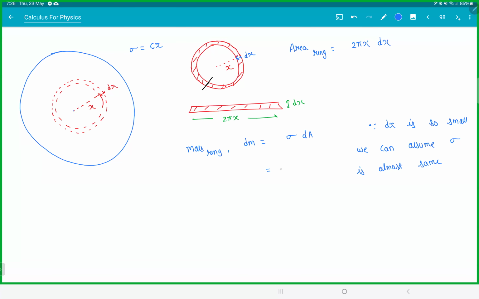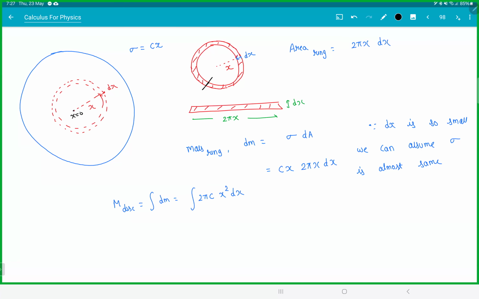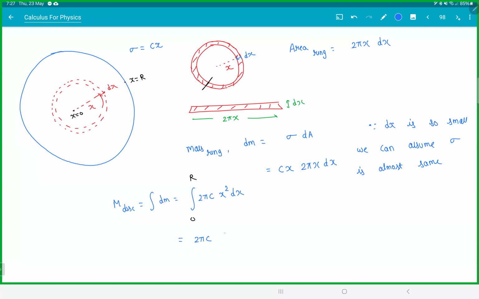So what is sigma here? Sigma is c into x. What is the area? 2 pi x into dx. So what is the mass of the disk? The mass of the disk is the summation of all the rings, so that is the integral of 2 pi c x squared dx. Where is the first ring starting from? The first ring starts from x equal to 0. The outermost ring is x equal to r. So the limits will go from 0 to r. So this is 2 pi c integral of x squared dx from 0 to r. So this would be 2 pi c, and that would be r cubed by 3. Did you notice something? This integration was the easiest one.